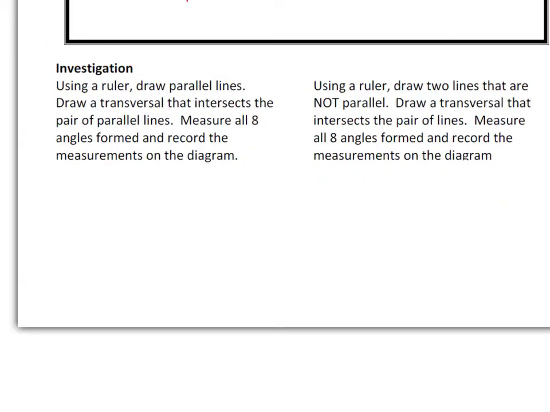Okay, let's look at the investigation. Draw two parallel lines, draw a transversal that intersects the parallel lines, measure the 8 angles, and record the measurements. Well, I'm going to give you the measurements, so let's just draw what it says first. So we have our two parallel lines, and then again this is our transversal. Now let's put in some angles. This angle is 110 and this angle is 70. Together they're supplementary, they make a 180 degree angle, a straight line.